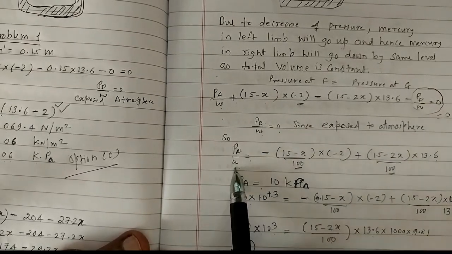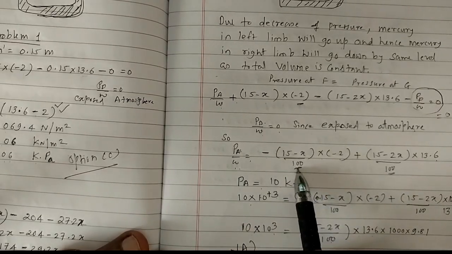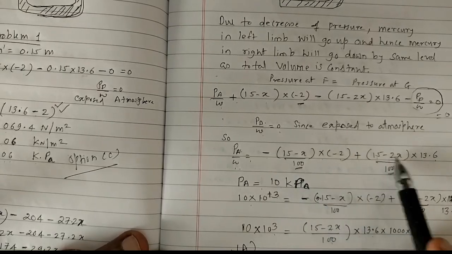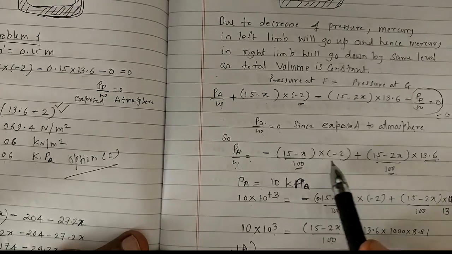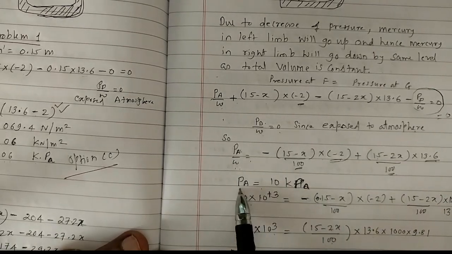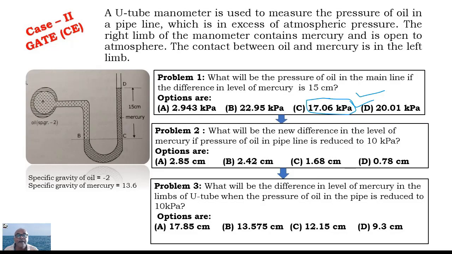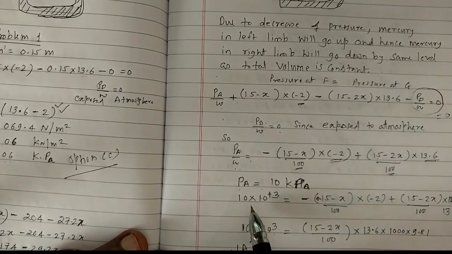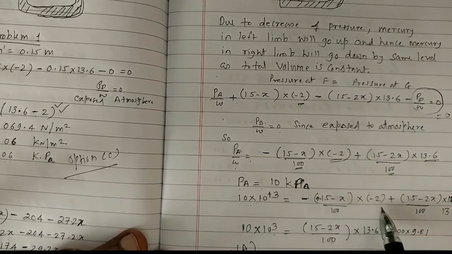So PA by W is equal to minus 15 minus X upon 100, because centimeter we have to convert into meter, into 0.8 plus 15 minus 2X upon 100, again we are converting centimeter to meter, into 13.6, which is mercury here, and this is the specific gravity of the other liquid, that is 0.8. So PA is given as 10 kPa, because in the problem it is given as 10 kPa. So we'll take 10 kPa here. So 10 kPa, that is 10 into 10 raised to 3, equals minus 15 minus X upon 100 into 0.8 plus 15 minus 2X upon 100 into 13.6.